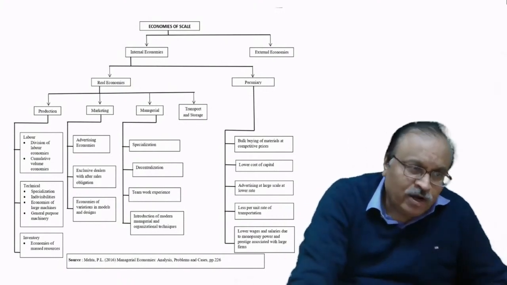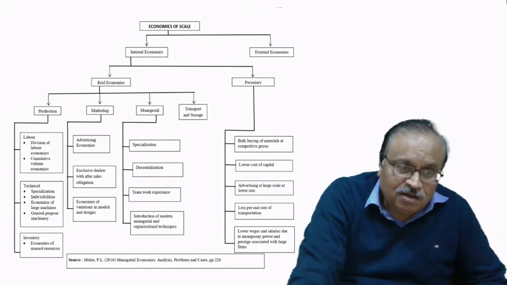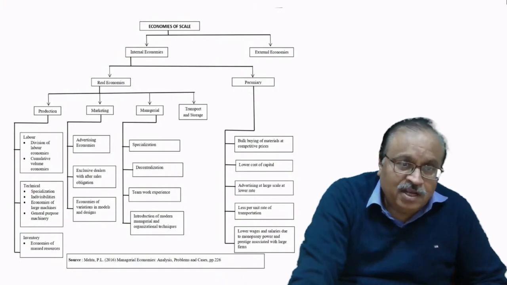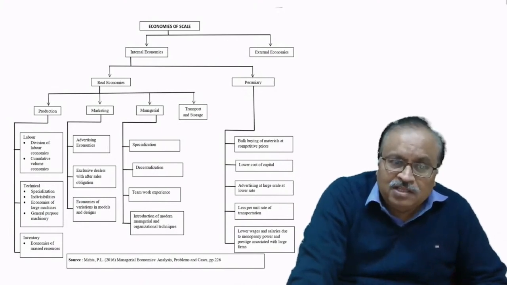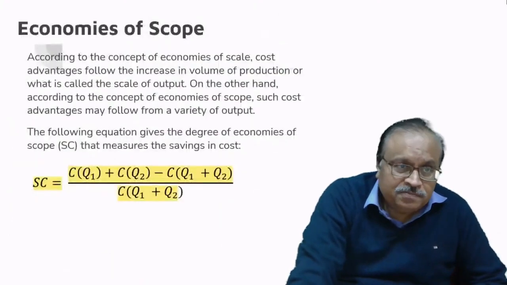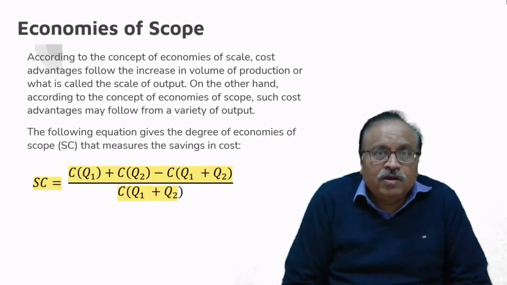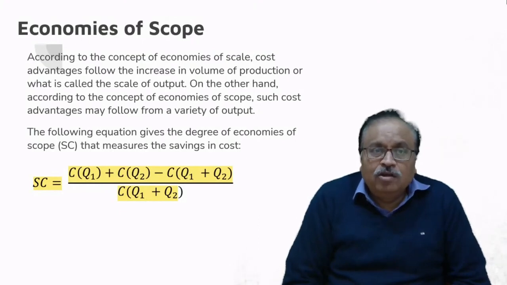These are the factors. When you look at the production, it is labor, technical and inventory. When we look at the marketing, it is advertising, dealer marketing, and various models and designs. When we look at the managerial aspect, it is specialization, decentralization, teamwork, and introduction of modern managerial and organizational techniques. So economies of scope: according to the concept of economies of scale, cost advantages follow the increase in volume of production, or what is called the scale of output.